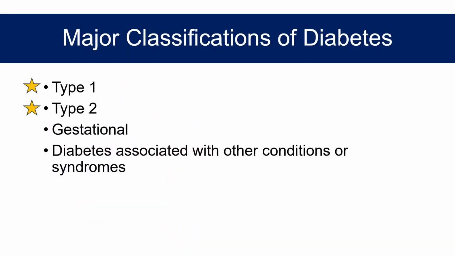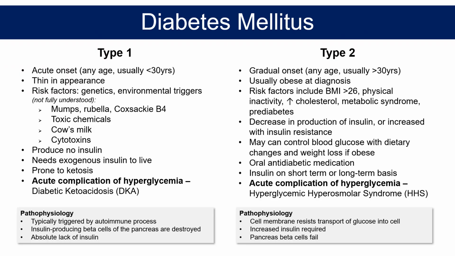The major classifications of diabetes are listed here. We have type 1, type 2, gestational, which occurs during pregnancy, and then we have this other category where diabetes is associated with other conditions or syndromes, which we will talk a little bit about. The main focus of this recording is going to be type 1 and type 2 diabetes. Now let's talk about the difference between type 1 and type 2. So really important that you distinguish the two.